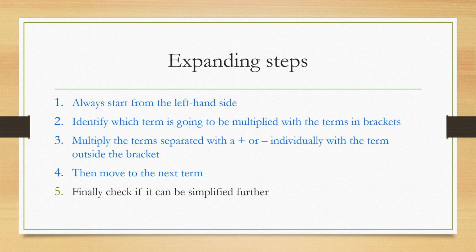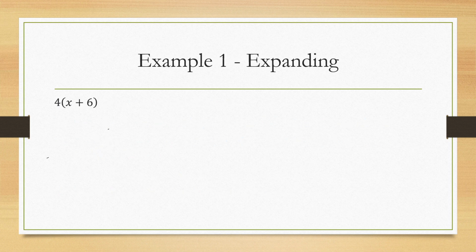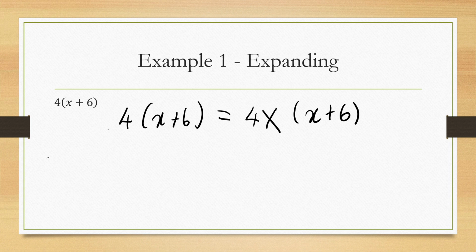Now, let's look at an example. Example 1, expanding. This is the same as saying 4 multiplied by bracket open x plus 6 bracket close. So this is what I said. This number is not separated out with an addition or a subtraction, therefore it tells us that this number is actually being multiplied with the terms in the brackets.